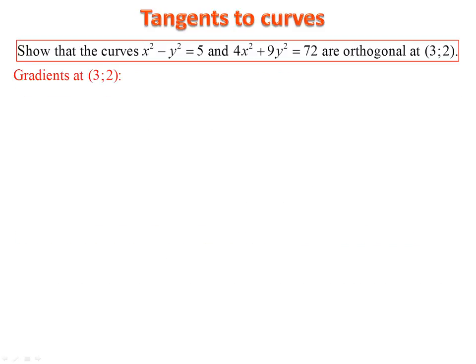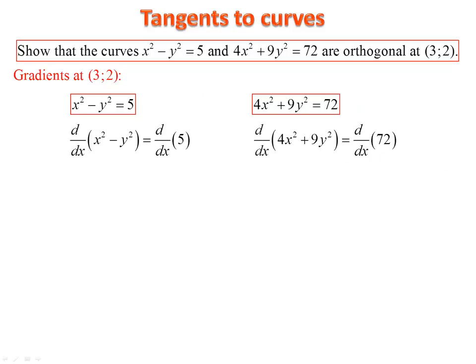Now we need to find the gradients at (3, 2). We've shown that they intersect at (3, 2), so we're going to differentiate. They're the two equations, and we're going to use implicit differentiation in both cases. Don't know where I get the word intrinsic from. Derivative of x², 2x. Derivative of y², we're going to use the chain rule: 2y to the 1 times the derivative of y, equals 0.